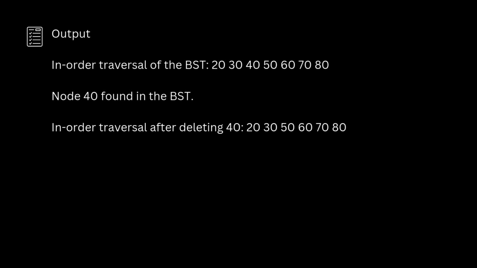The final output would be like this. In-order traversal of the binary search tree is 20, 30, 40, 50, 60, 70, and 80. Node 40 is found in the binary search tree. In-order traversal after deleting 40: 20, 30, 50, 60, 70, and 80. This output reflects the order of insertion, search, and deletion in the binary search tree.